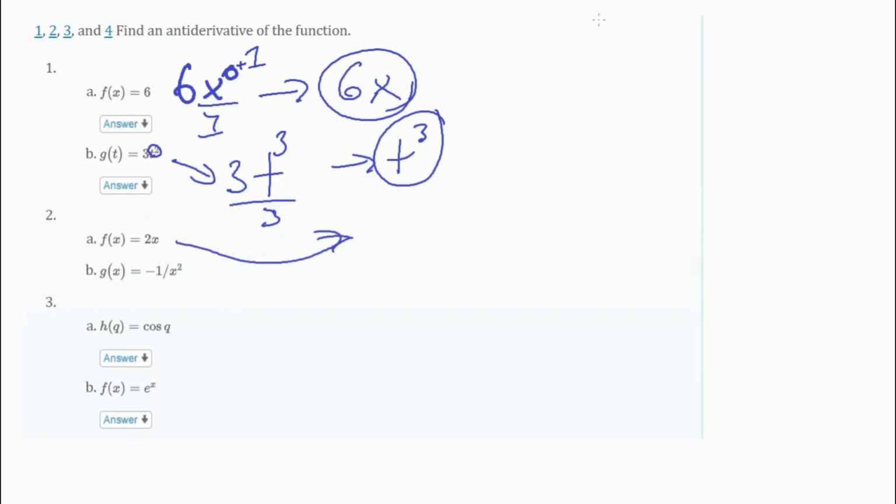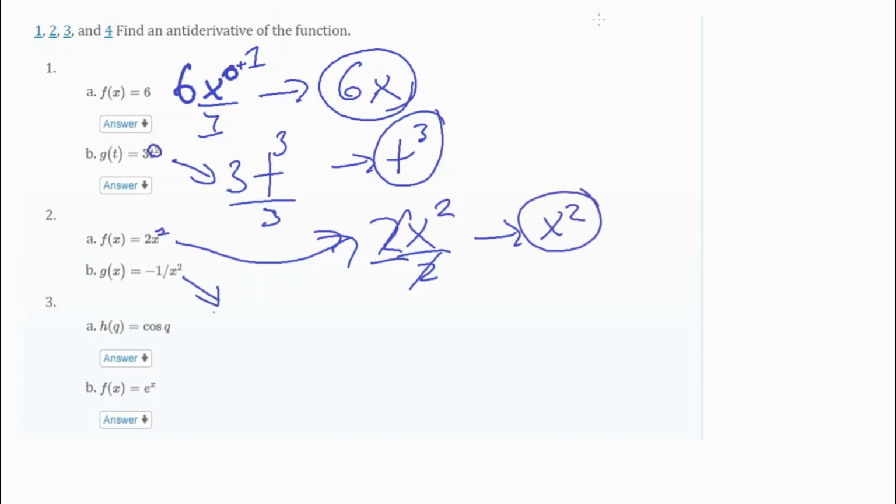Let's take a look at number 2. Number 2, we have 2x. So in order to find the antiderivative, we just add 1 to the exponent. This exponent is going to be 1. So we just add 1 to 1, it's going to be 2. And we divide by 2. And 2 divided by 2 is going to be 1. So we have our final answer as x squared.